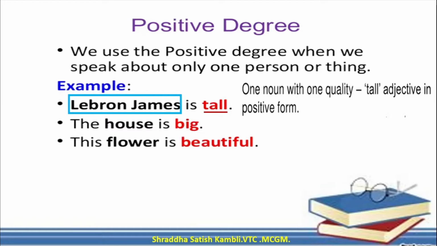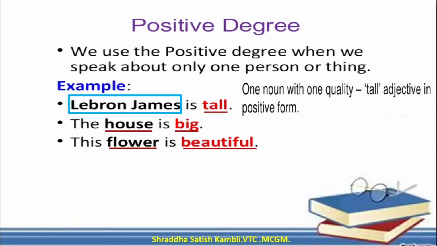Look at this example, second one. The house is big. So you went to see someone's house and you're saying, wow, the house is big. You are not comparing it, mind you, with anybody else's house. The third is, this flower is beautiful. So in all the 3 cases, we have one noun each and one adjective. So we have LeBron James and tall. We have house and big. We have flower and beautiful. So this is what the positive degree of comparison is.